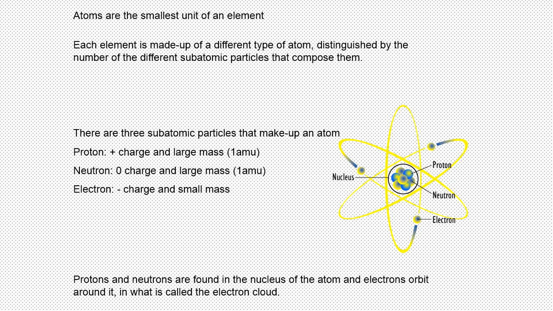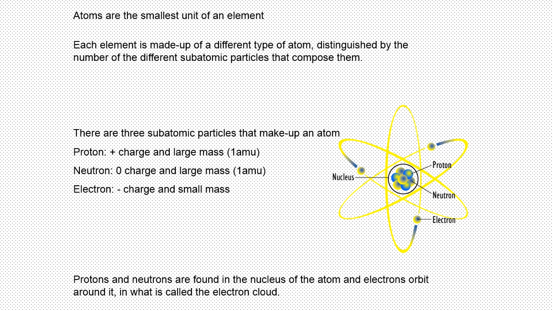As we already know, each element is made up of a different type of atom. However, we can now add what distinguishes one type of atom from another. All atoms are actually made of several smaller subatomic particles, and the number of each of these subatomic particles that a particular atom has decides what type of atom it will be. There are three types of subatomic particles in each atom: protons, neutrons, and electrons.